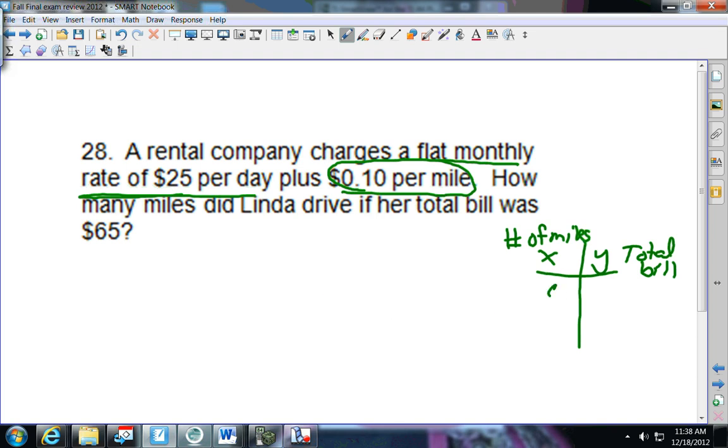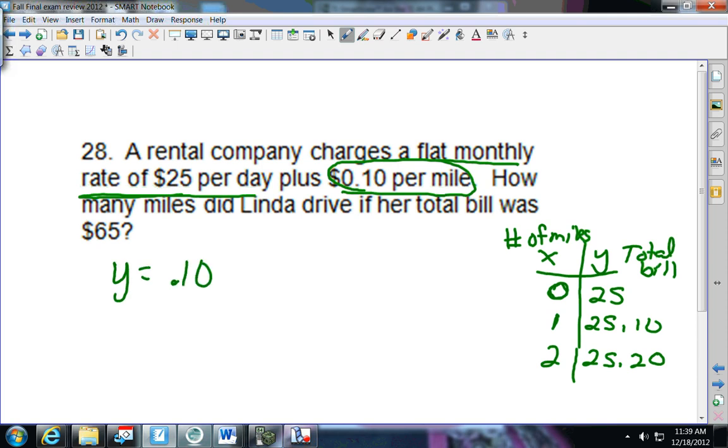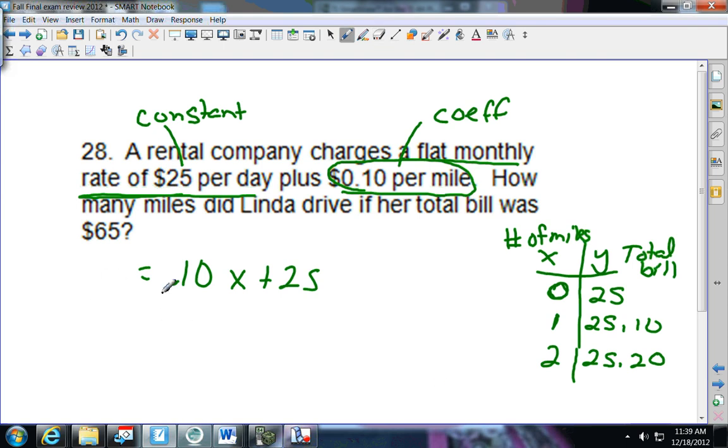So, for example, before she ever drives, how much does she have to pay to rent the car? $25. If she drives 1 mile, that's 10 cents, so it's $25.10. 2 miles, $25.20. What am I increasing by each time? 0.1, or 10 cents. So my equation is going to be y equals 0.10x plus 25. The 25 is my constant. The 10 is my coefficient. Now it says, how many miles did Linda drive if her total bill was $65? So you will put 65 in here where y is, and you will solve for x.